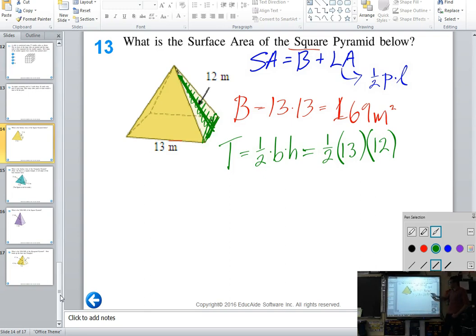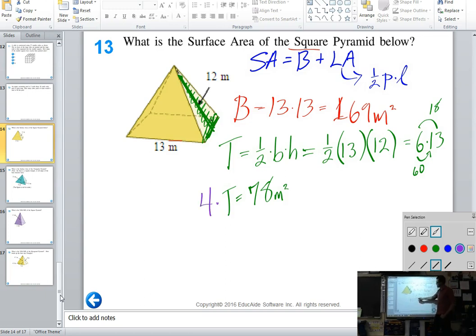I can more easily do half of 12 than I can do half of 13. So if you're trying to do this mentally, half of 12 gives me 6. And I get 6 times 13. 6 times 10 is 60. 6 times 3 is 18. I put those together, and I get that one of those triangles has an area of 78 meters squared. Now, we don't just have one of those triangles. We actually have 4 of them.